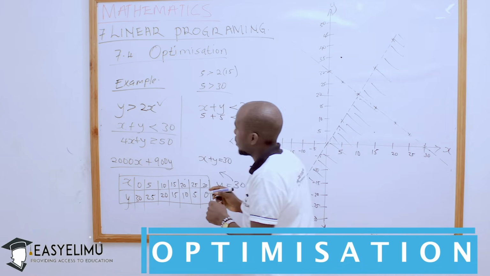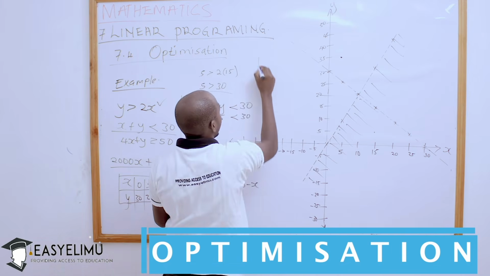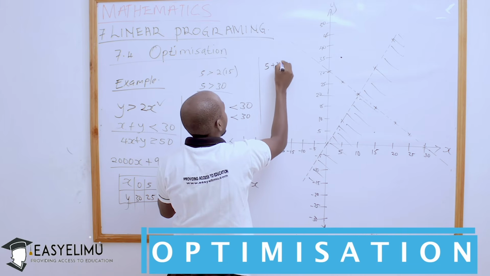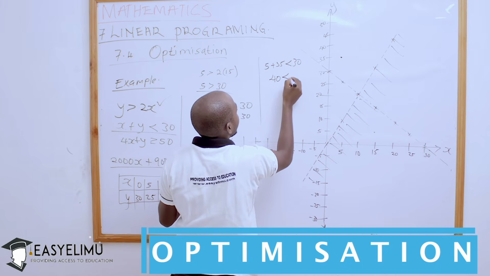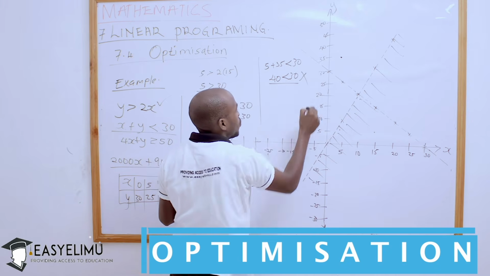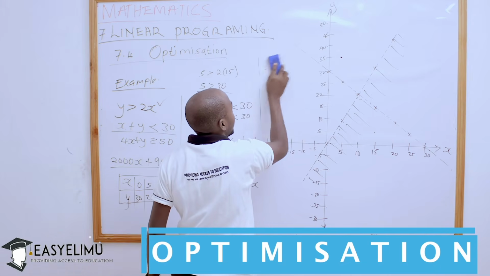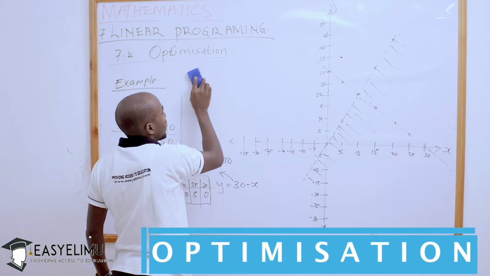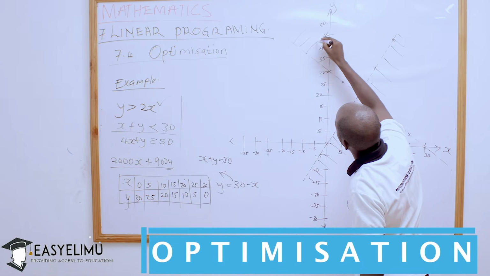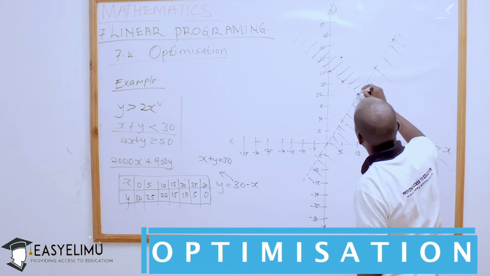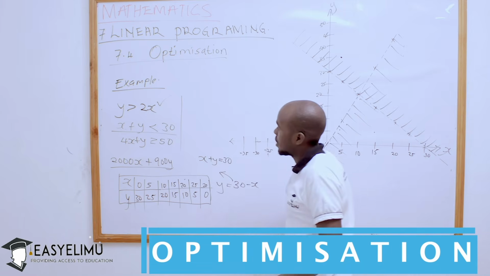If we take another point, for example 5 and 35, a point here, 5 plus 35 is less than 30. If you witness here, you get 40 is less than 30, and that is not true. So we are going to shade the unwanted side, the side where we took the point. For instance, we shade the upward side, and that will be our inequality, x plus y is less than 30.